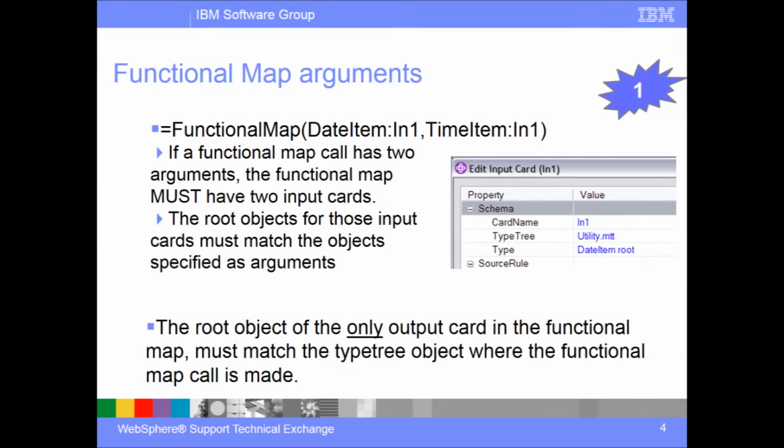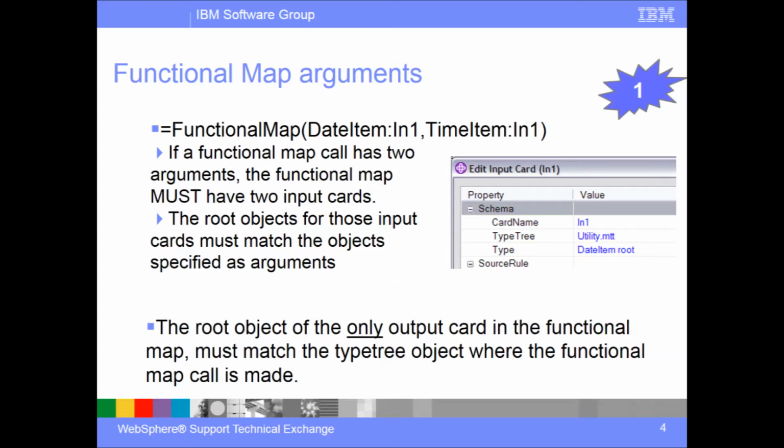Here we have a typical, if slightly simple, functional map call. The arguments in brackets are separated by commas. Here we have 2. If a functional map call has 2 arguments, then the functional map itself must have 2 input cards. Each input card root level type tree object must match those arguments. So my first argument here, date item, is the same entry I would have for input card 1 of the functional map for the type tree object.